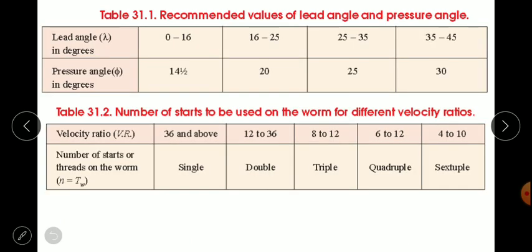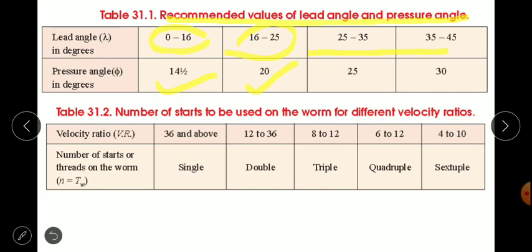Again, before moving further, some relationships are provided between the lead and pressure angles. Whenever the lead angle is in the range 0 to 16, the pressure angle should be 14.5. For a 20-degree pressure angle, the lead angle should be in this range. Likewise, the table continues. So these are the standard values that can be used.